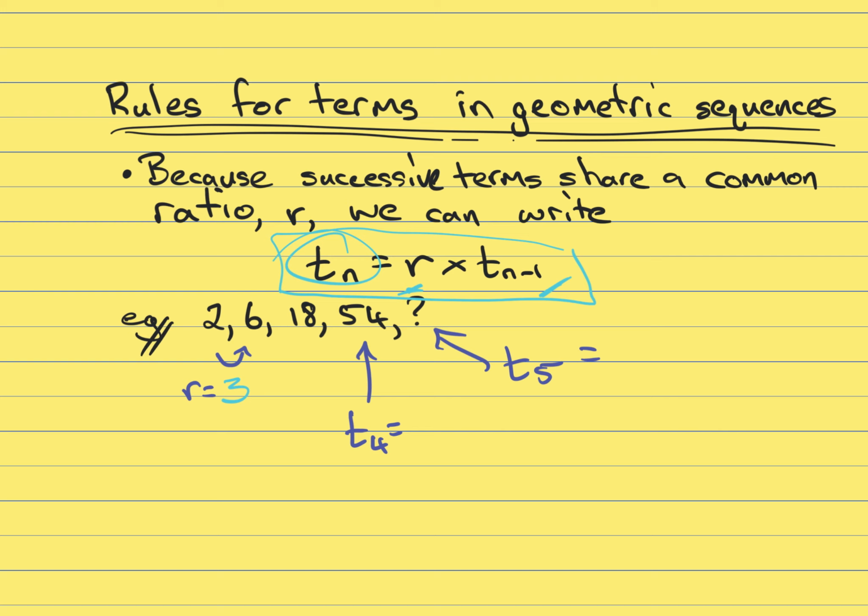2 times 3 is 6. 6 times 3 is 18, and so on. Term number 4 there we see is 54. So term number 5 would be the common ratio R multiplied by term number 4, which is 3 multiplied by 54 in this case. And that's going to be 162, I think. Yep, cool. So that's finding the successive terms using that sort of recursive notation rule there.